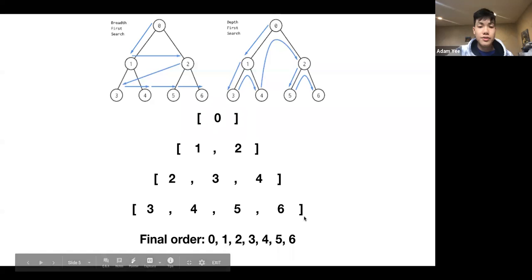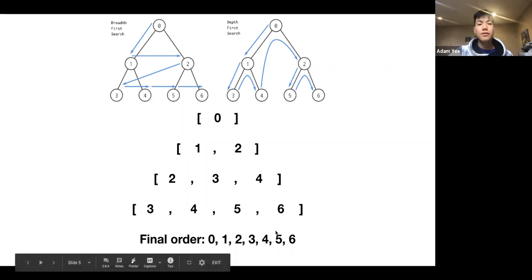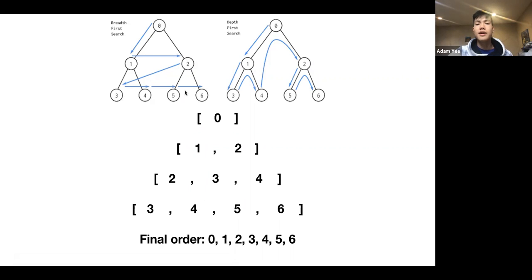And then we're going to do the same thing for these, but since 3, 4, 5, and 6 here don't have any children, nothing will be appended, and they'll eventually just all pop off the queue. So that's how we get the final order of 0, 1, 2, 3, 4, 5, 6 in terms of the nodes that we visited. And if you guys have any questions, let me know or put it in the chat.